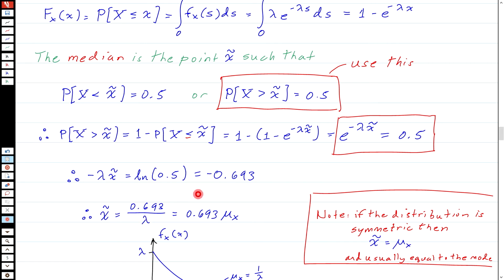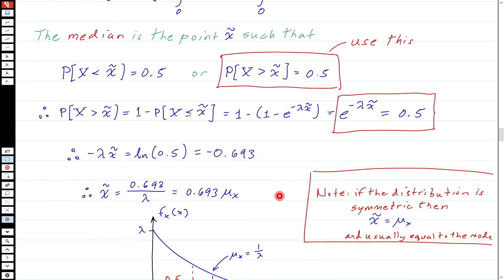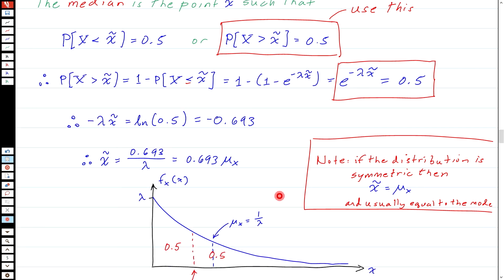There's something wrong here as well. Oh no, the 0.693 disappeared. Okay, the minus sign disappeared here. Okay, so basically we get x tilde is 0.693 over lambda is our result.